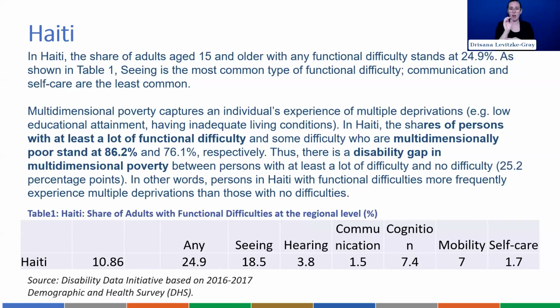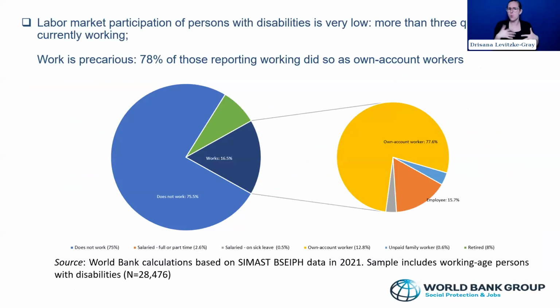It's very important, because this tool, connected to different poverty indicators, can indicate that among persons with severe disability, around 86% are actually poor, and there is a disability gap with regard to multidimensional poverty, because persons with disability have more difficulty getting a job and getting some decent revenue.